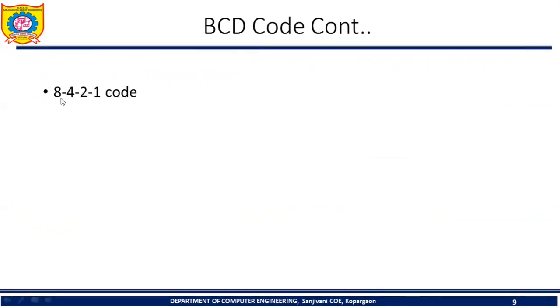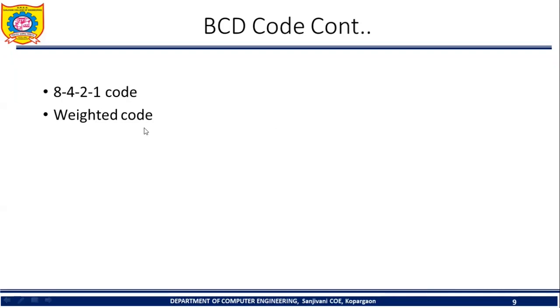So BCD code is also called 8421 code. So what is this 8421? 1 is the weight of the first bit present in BCD, then 2 will be the weight of the next bit, 4 will be the weight of the next bit, and 8 will be the weight of the next bit. So BCD code is also called 8421. Then BCD code is called a weighted code because weight is assigned to each and every bit position.